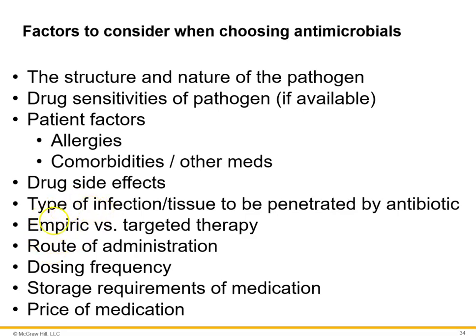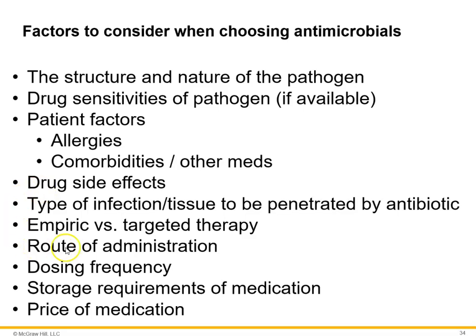You need to consider the type of infection that's happening and the tissue that needs to be penetrated by the antibiotic. For example, if the patient has a urinary tract infection, you want that antibiotic to get into the urine. You want it to be excreted so that it gets all flushed through that urinary tract and acts on the bacteria that are there.